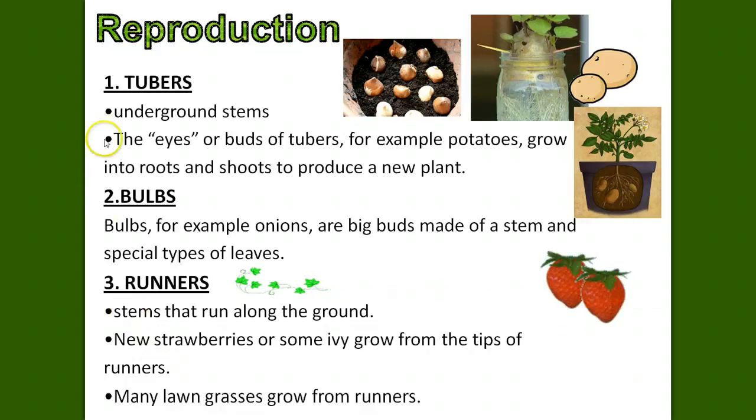So far, one more time. Tubers and potato eyes. Bulbs and onions. And runners has 3. Strawberries, ivy, grasses.